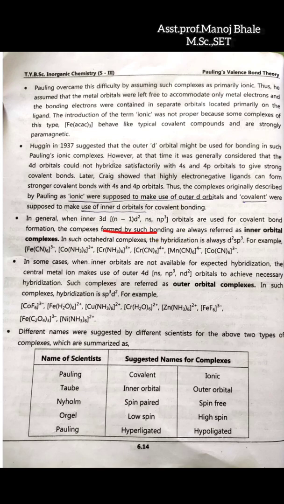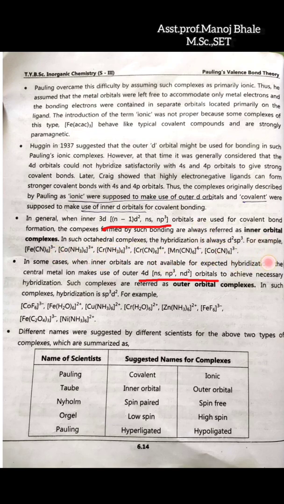So in this complex you can observe the inner orbital (n minus 1) d2, ns, np3 electrons. This is the formula given there. While in the case of the outer orbital complex, there is use of the outer d orbital. In this, see what has happened: the inner 3d orbitals are involved, and the outer is not taken, n-1. So this is the inner orbital complex.